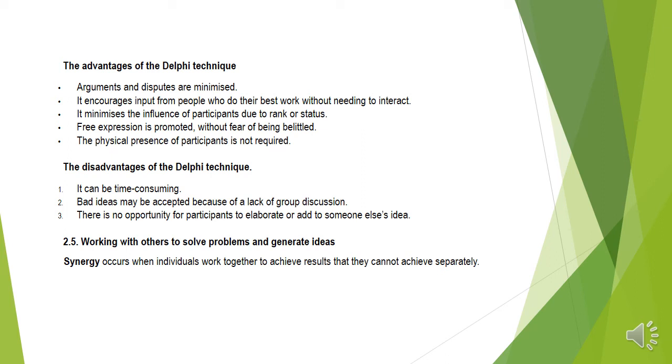Then working with others to solve problems and generate ideas. Synergy occurs when individuals work together to achieve results that they cannot achieve separately. Here, teamwork. Even if we don't get along, we have to try by all means to work together and be professional. That is synergy. We work together to achieve set results.